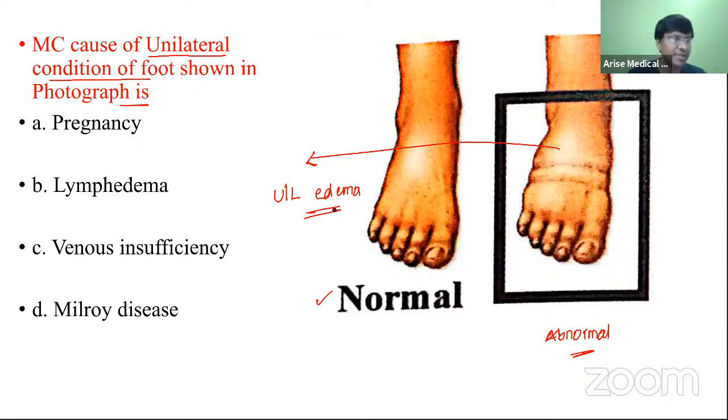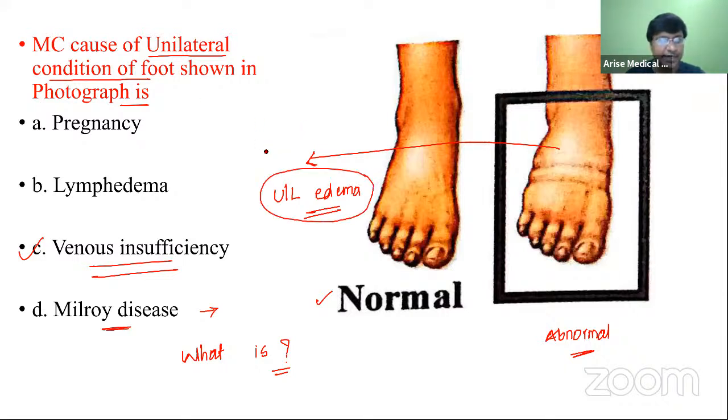No, not Milroy disease. Yes, Harish Srinivasan, you have answered Milroy disease. Can you tell me what is Milroy disease? Any one of you? Okay, so the answer to this question is venous insufficiency. In venous insufficiency, you will have the presence of unilateral edema, right? Now, let me discuss: in pregnancy, it's a physiological edema and that too you will have bilateral.